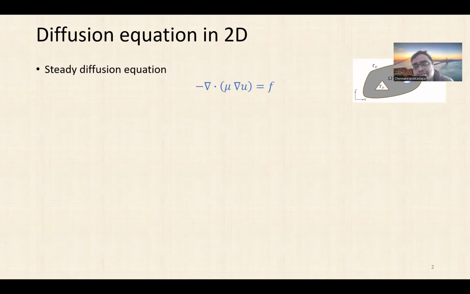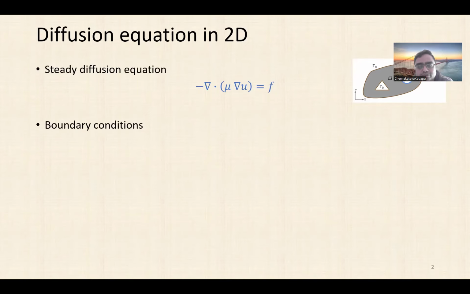So in a typical two-dimensional problem, we have the domain given by omega, and it has a set of boundaries. The entire boundary consists of either a Dirichlet boundary or a Neumann boundary. On the Dirichlet boundary we have the solution specified, that is u specified, and on the Neumann boundary we have the fluxes specified.